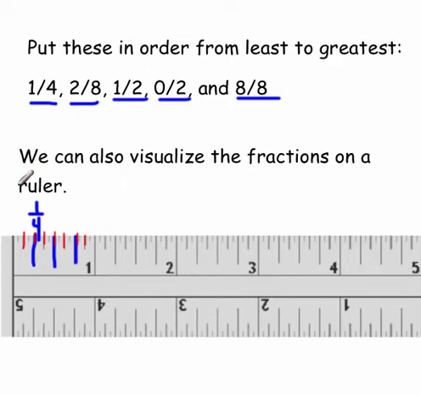And I want to figure out where is 1/8. 1/8 would be one of these little sections. So right here, this is where 1/8 would go.